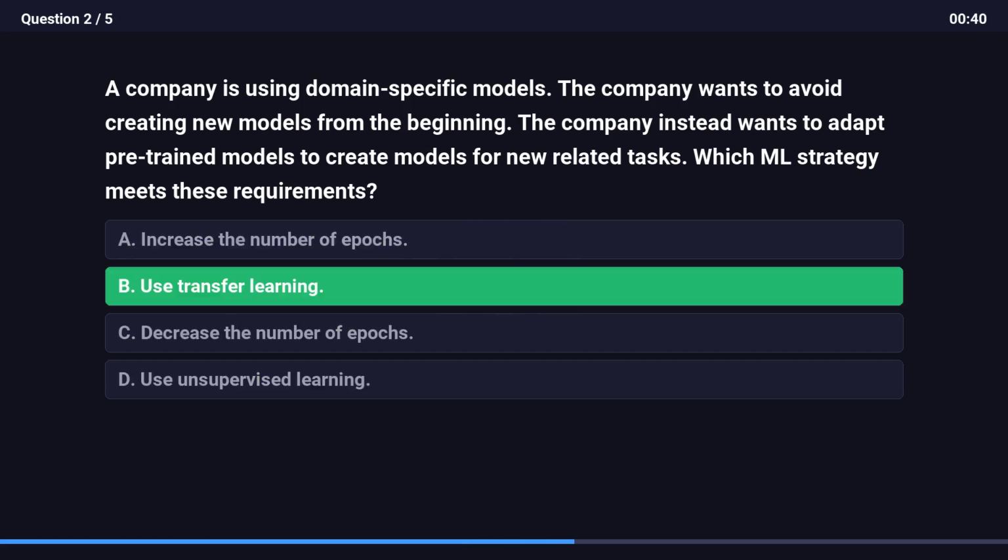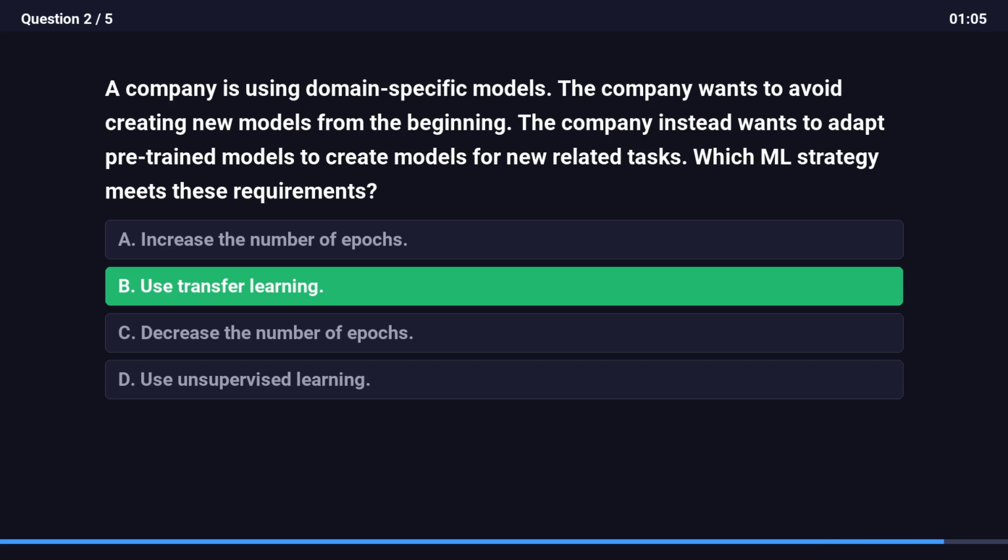The correct answer is B. Use transfer learning. Transfer learning allows you to take a pre-trained model and adapt it for new related tasks without training from scratch. This approach leverages knowledge learned from one domain and applies it to another, saving time and computational resources. Increasing or decreasing epochs affects training duration but does not enable model adaptation.